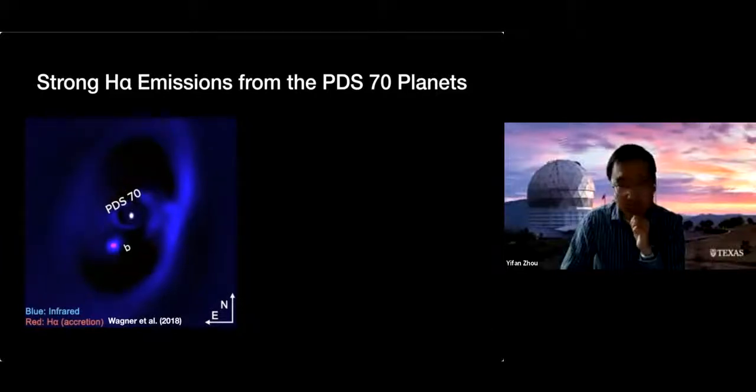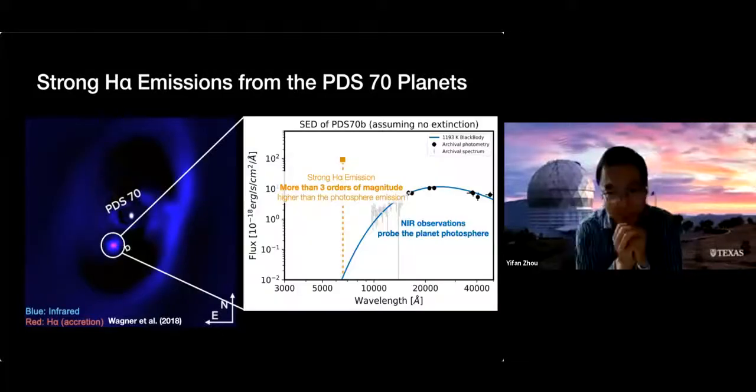The H-alpha emission from these two planets is very strong. To illustrate how strong it is, we can compare the observed flux in the H-alpha band to what we expect from the photospheric emission from the planet. The photospheric emission can be constrained by the near-infrared observation of the planet. The H-alpha in the optical band is more than 3 orders of magnitude higher than the photospheric emission.